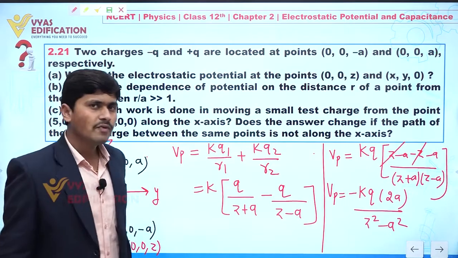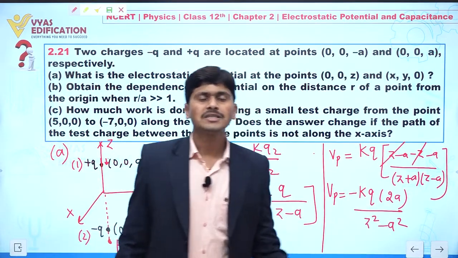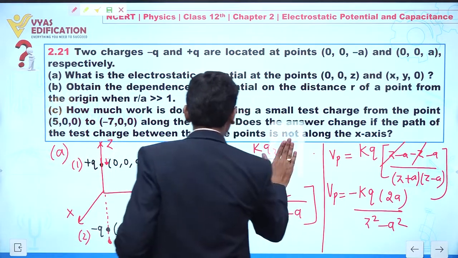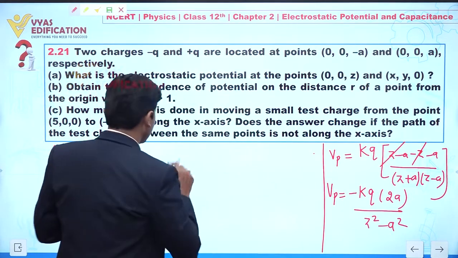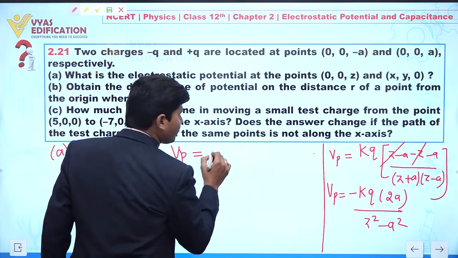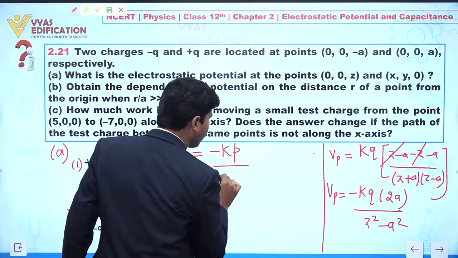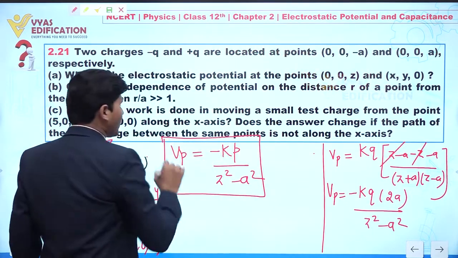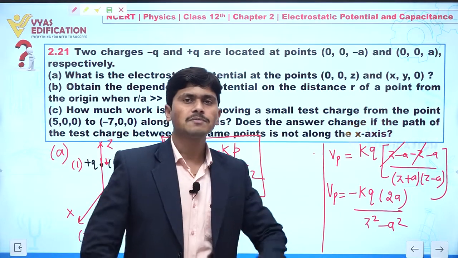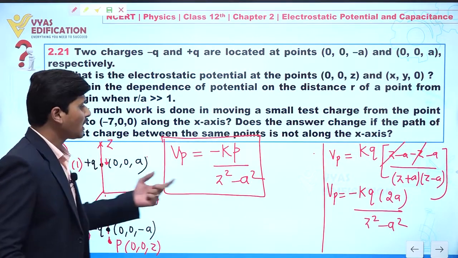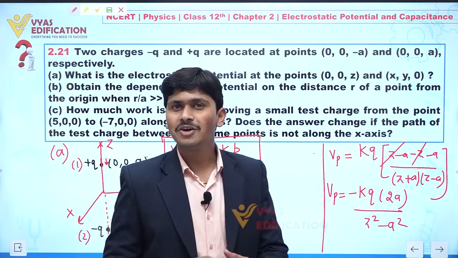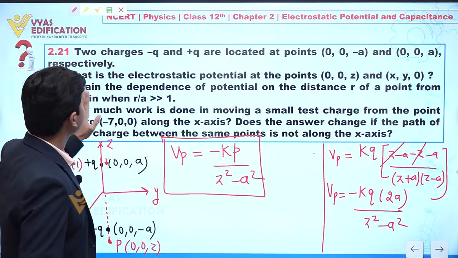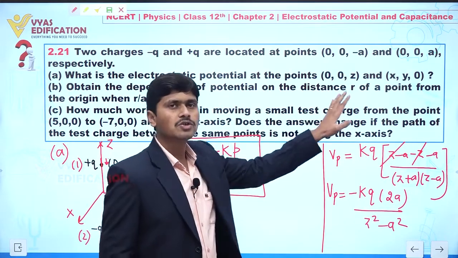Now we can write here q multiplied by a, this is equal to the dipole moment. So the electric potential at point P is given by k P upon z square minus a square. Actually we write this value in terms of generalization. You can put any value of z and you can find the electric potential. So this is all about the electric potential at point (0, 0, z).